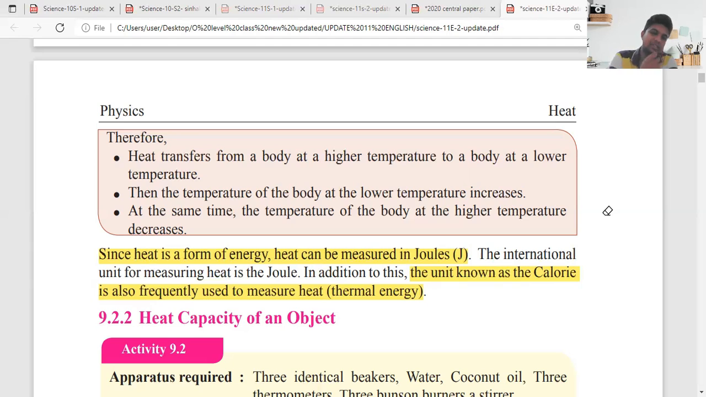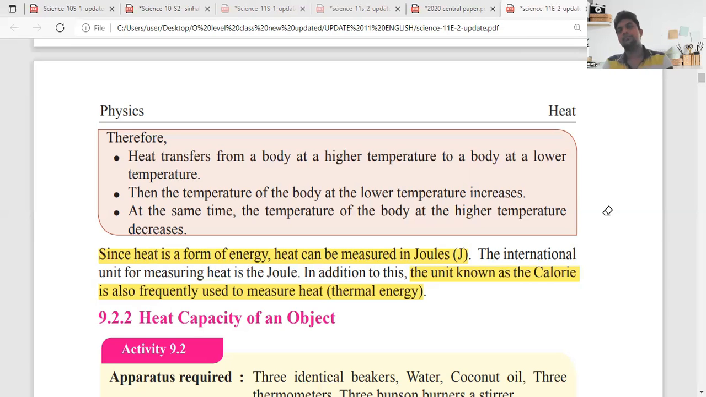Next point, second one. When the temperature of the body at lower temperature, then the temperature of the body at lower temperature increases. Next point, Daru.